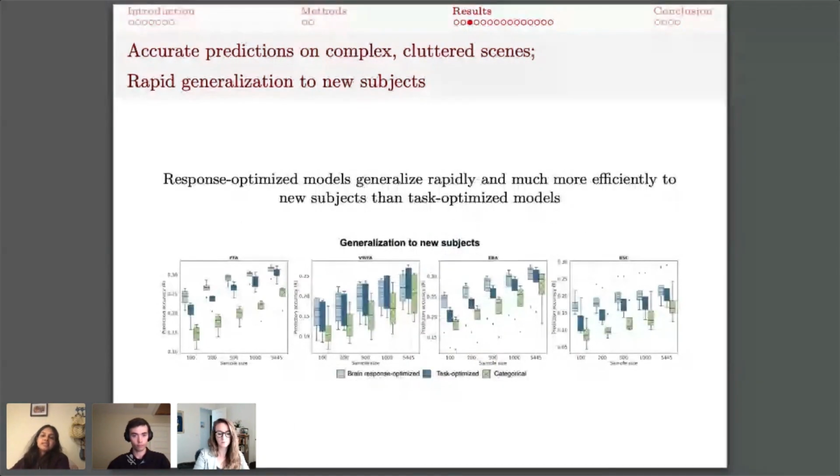Next, we also wanted to test the generalization of these models to a new set of subjects that was not used during the model fitting process. So for this, we train only the linear readout while keeping the representational core network fixed. And we vary the amount of stimulus response pairs from the new subjects that are used to train the linear readouts from only 100 samples to about 5,000 samples. And the performance improvement between the response optimized models and the task optimized models becomes much more striking as we limit the number of stimulus response pairs, where the response optimized networks generalize much more efficiently to new subjects.